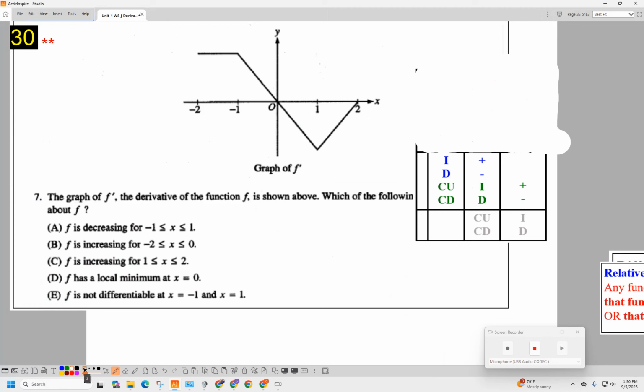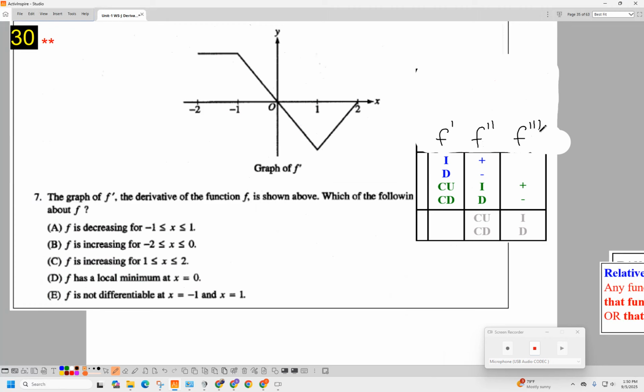We could call this column F prime. This column is F prime. We can label the first column F prime. That means the next column is the derivative of F prime, F double prime. Now the third column is F triple prime.